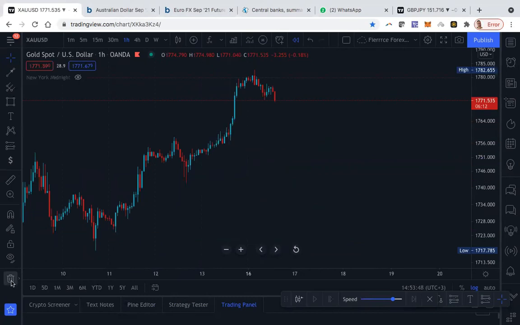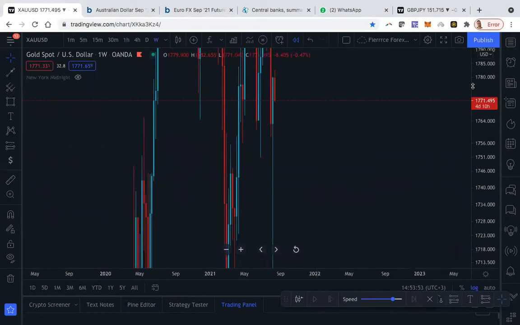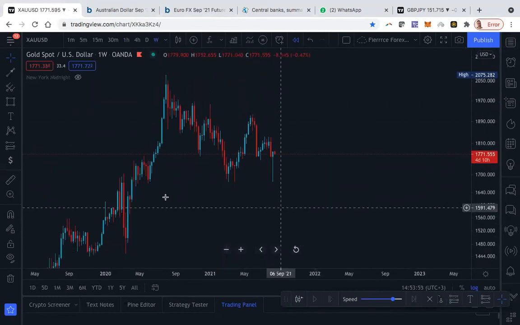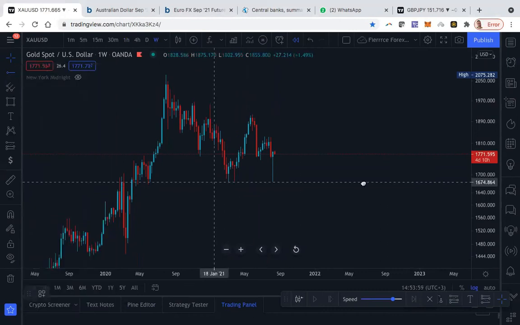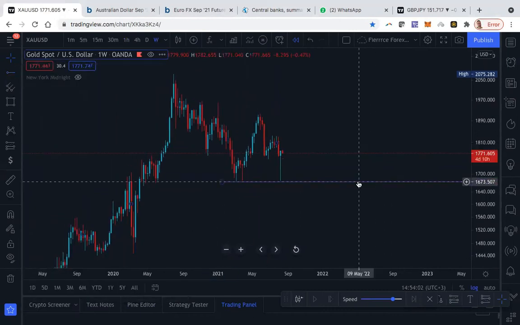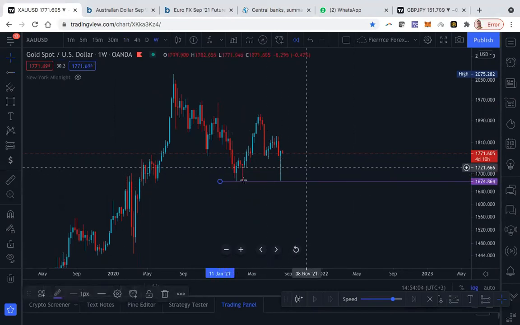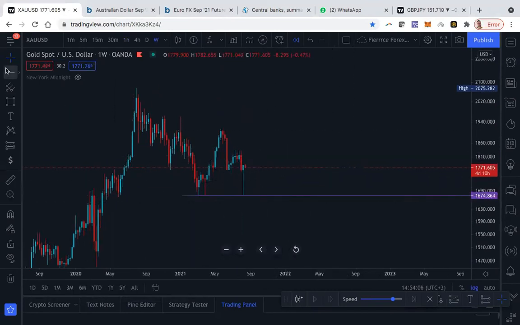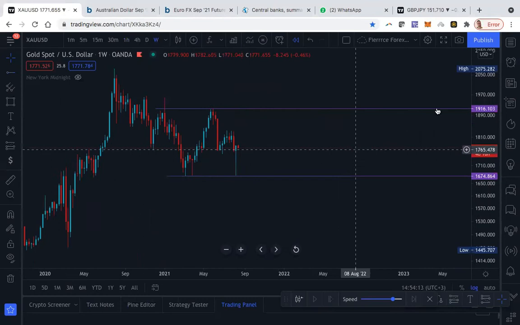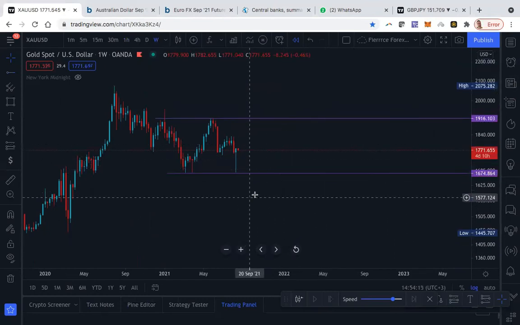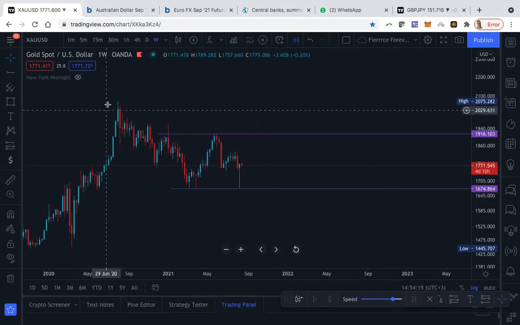What is gold doing? Let's go on the weekly. Oh, madness, gold madness. So very interesting news here. Gold is interesting.